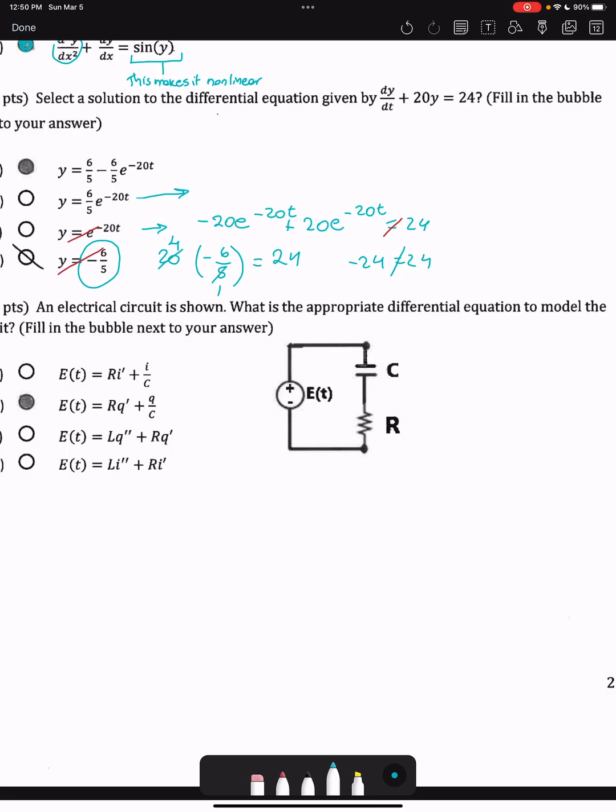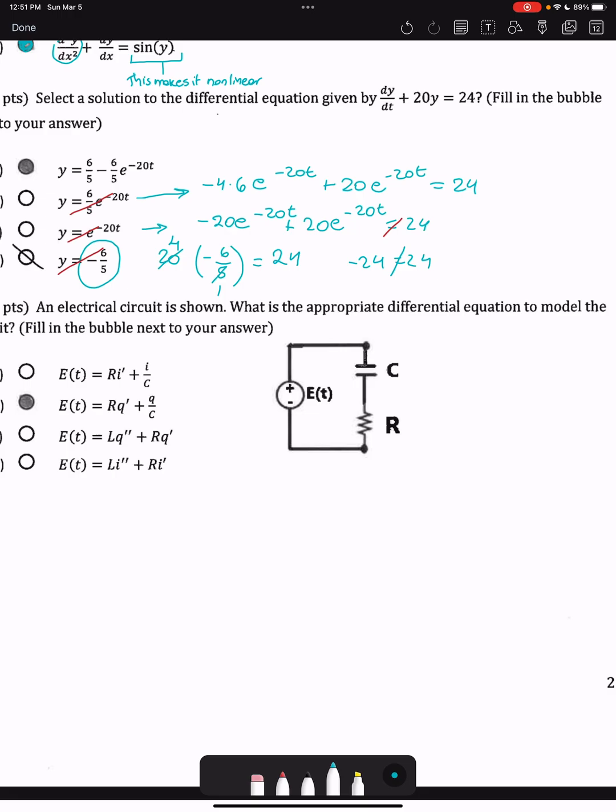Let's see. The derivative is going to be negative 20 divided by 5, which is going to be negative 4, right? Negative 4 times 6 e to the negative 20t plus 20 e to the negative 20t. That should be equal to 24. However, this would be negative 24, and so we'd get negative 4 e to the negative 20t, which is not correct. So we cannot do this one. So I really hope the first one is right.